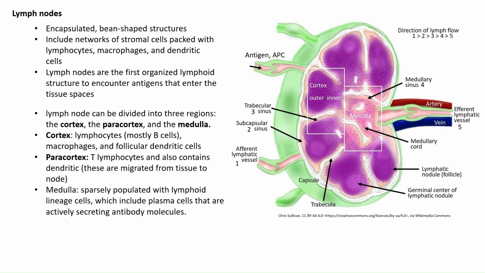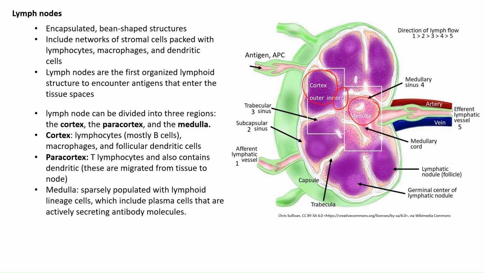Lymph node is a secondary lymphoid organ. If you look at the structure of a lymph node, it is a bean shaped structure which is encapsulated. Now what does it contain? It has the outer cortex, then the paracortex, and then the inner medulla.